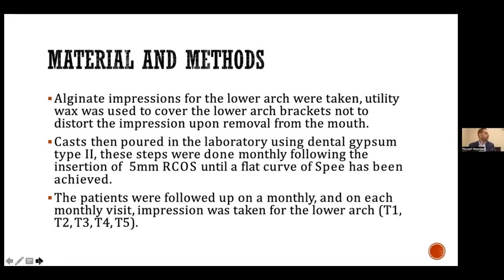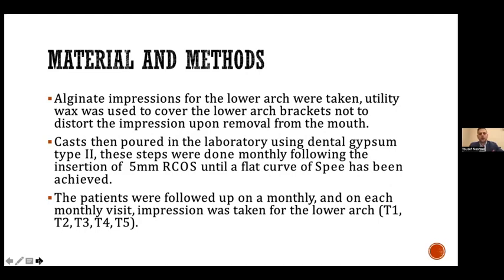Alginate impressions for the lower arch were taken, and utility wax was used to cover the lower arch brackets, so as not to distort the impression upon removal from the mouth. Casts were then poured in the laboratory using dental gypsum type 2. These steps were done monthly following the insertion of a 5 mm reverse curve of Spee until a flat curve of Spee had been achieved. So I've spoken before about the curve of Spee. It needs to be more than 4, and the lower limit for us was 5 mm, to be accentuated to have some differences in the results.